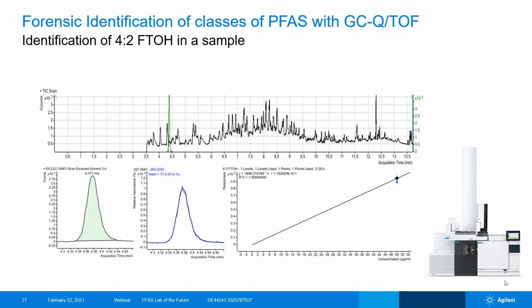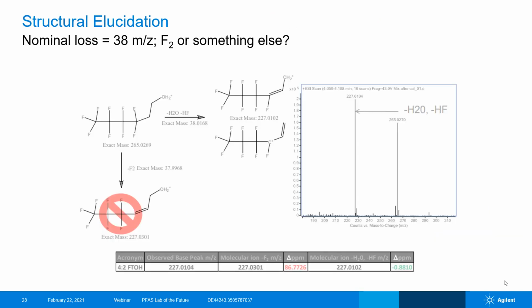The other avenue that I want to highlight is use of the GC high resolution MS or GC QTOF. And here I'm showing the analysis of a more volatile fluorotelomer alcohol, the 4,2-FTOH, that was identified by a GC QTOF. But the question to address here is, why is it important to have a QTOF instrument, an accurate mass versus a nominal mass? Say, could you do this with a GC single quad? Well, an example here is, when we look at that FTOH, we notice that there was a loss of 38.